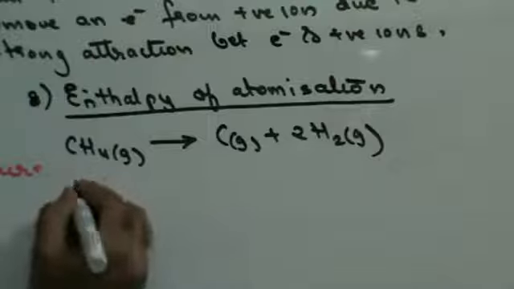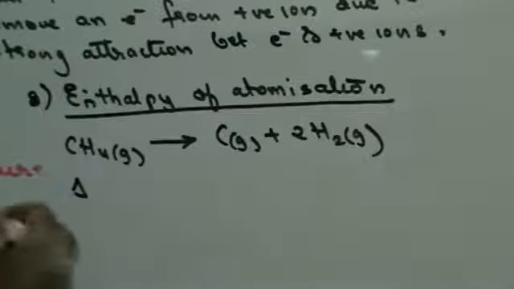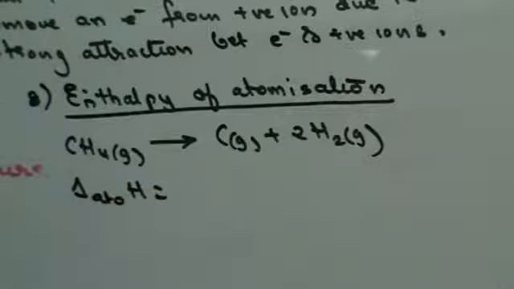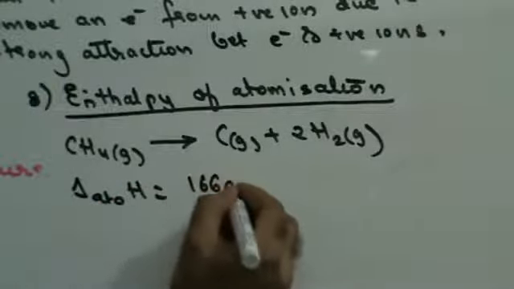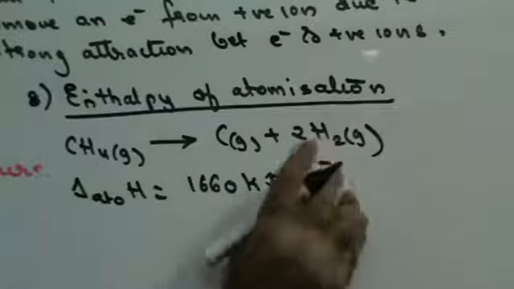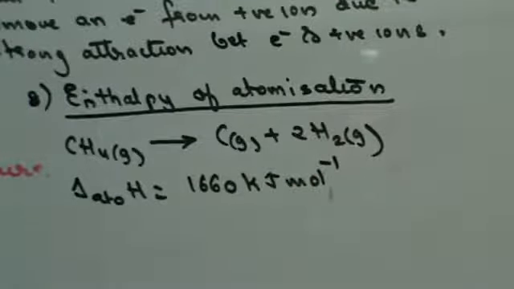Suppose I would say that enthalpy of atomization is, say, 1660 kilojoules per mole, right? That means 1660 kilojoules of heat energy has to be given to methane so that I get carbon and hydrogen gas. That would be called as enthalpy of atomization.